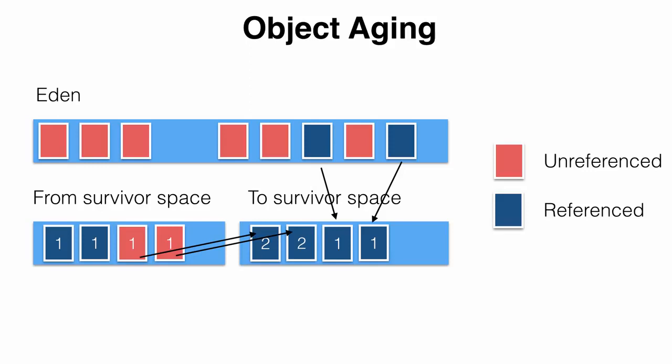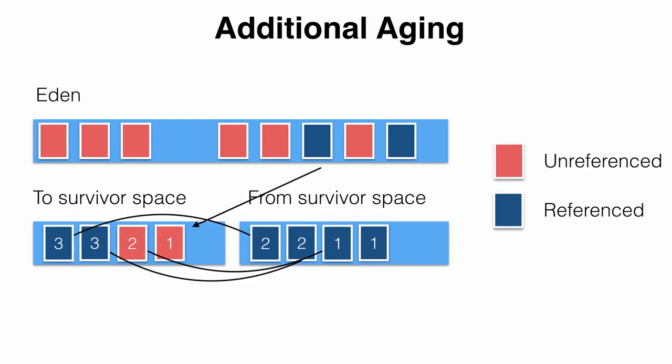So notice we have differently aged objects in the survivor space. We have the 1111 and we have the 2211. We're going to be clearing this up. This is just showing you the flow of the object aging. Additional aging here, we've got 3, 3, 2, 1. This is just like an incremental process for the aging.